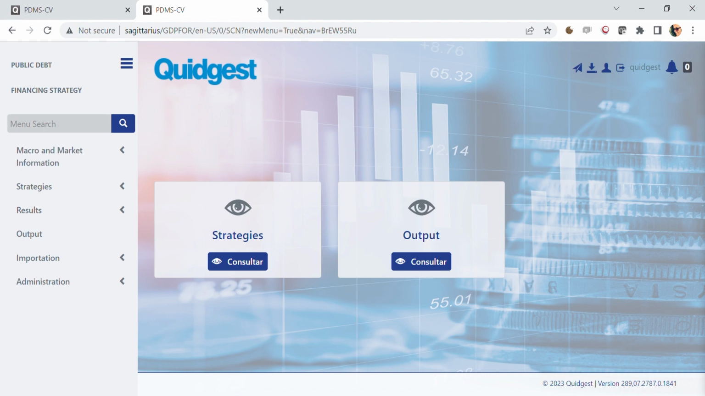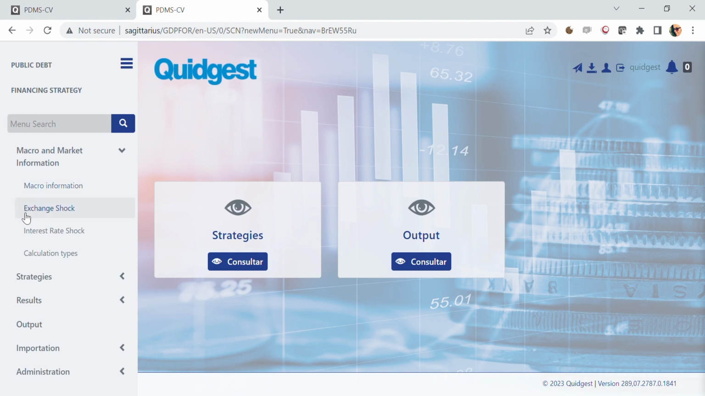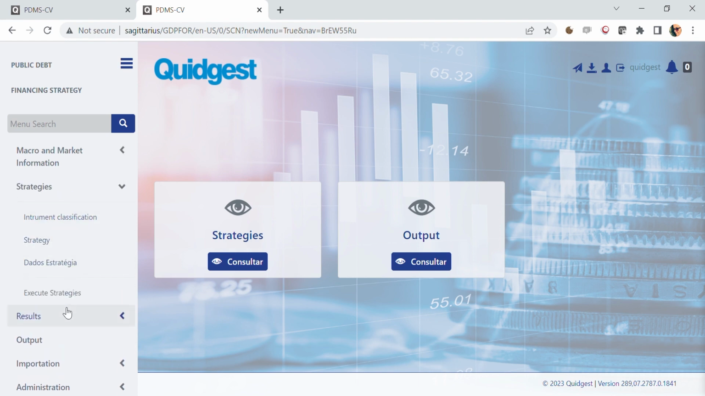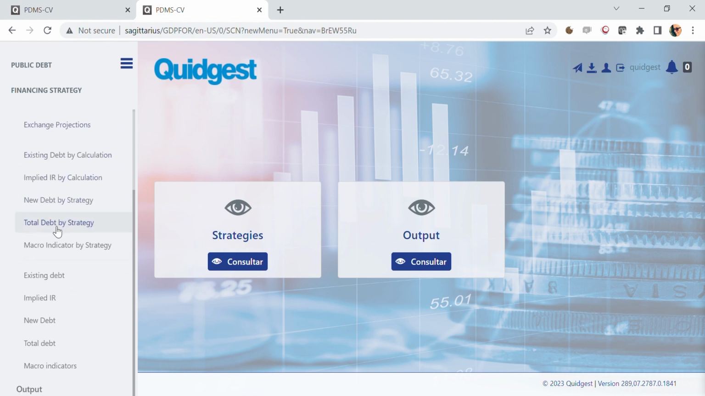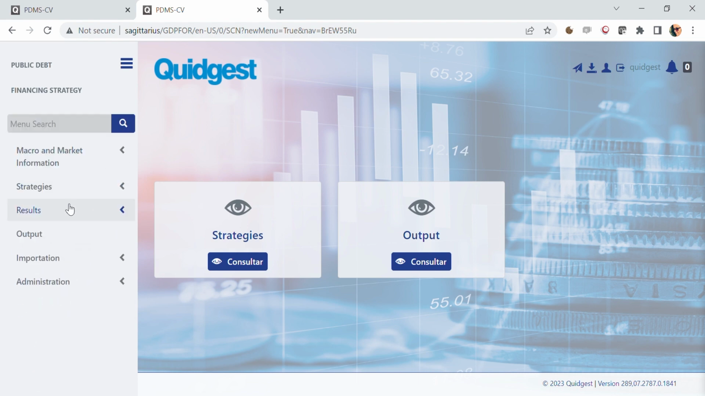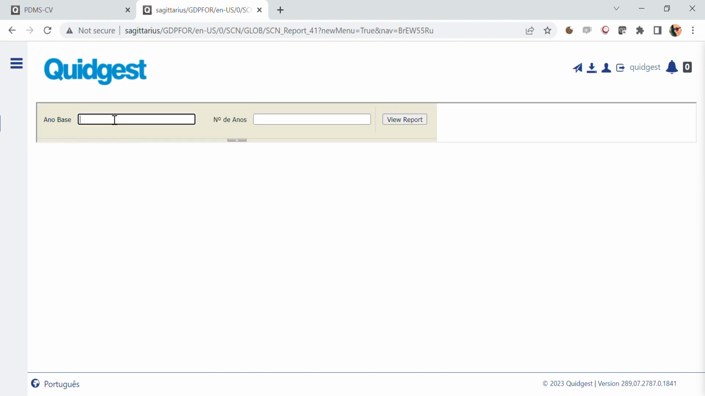So basically, as far as the financing strategy module is concerned, the module looks smaller. However, most of the work is being done by the engine that transforms macro and market information and strategies into results and outputs. Here we have management of all variables that we want to include in our scenarios. We have strategies that we want to use that will result in results. Here we can access them in the format of the database or as an output in a report.